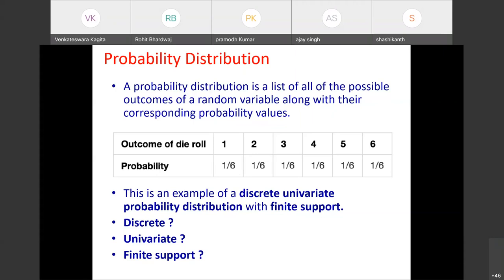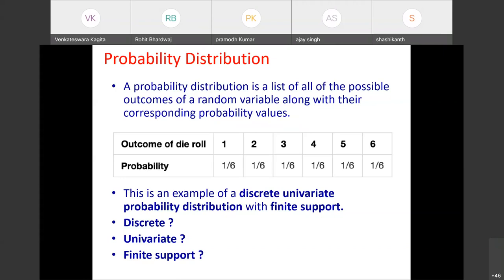Why is it discrete? Because it is taking a countable number of values, and you cannot take any intermediate value between two consecutive values. That is why it is discrete. And why is it univariate? Because you are only talking about one event here, not multiple events. You're just talking about the event of the outcome of the dice. That is why it is univariate. Why is it finite support? Because the output is finite.